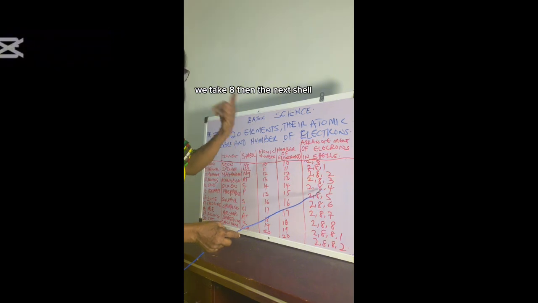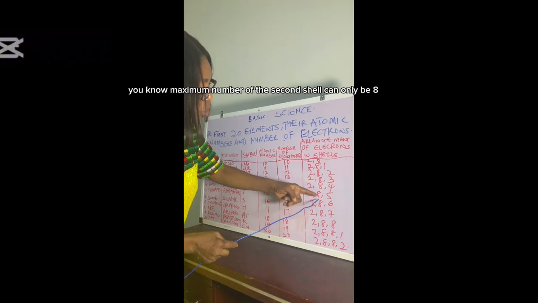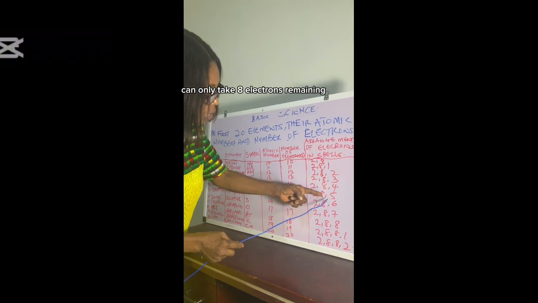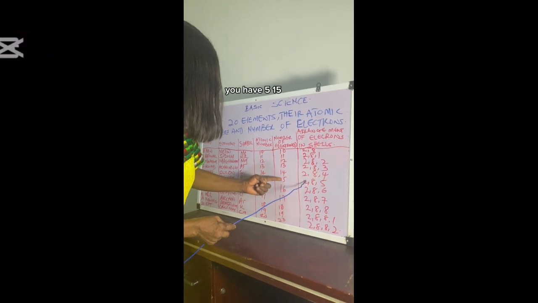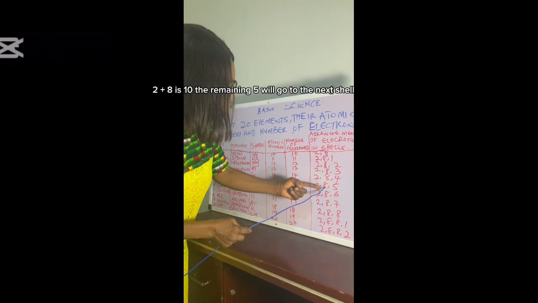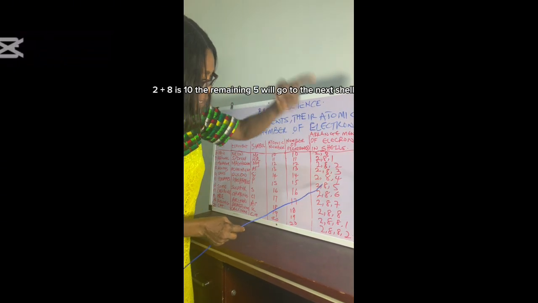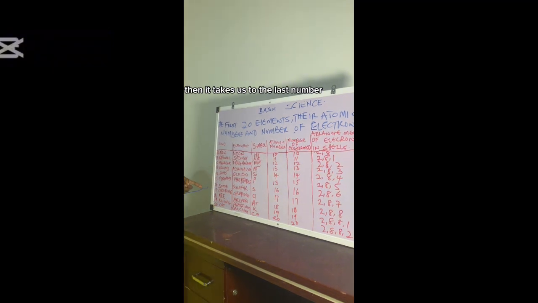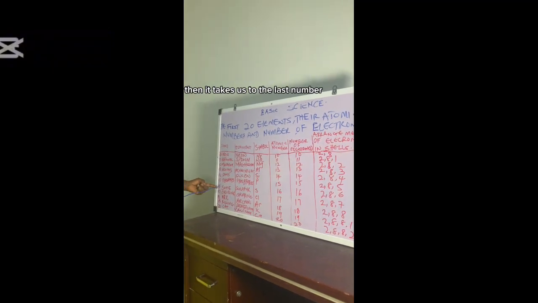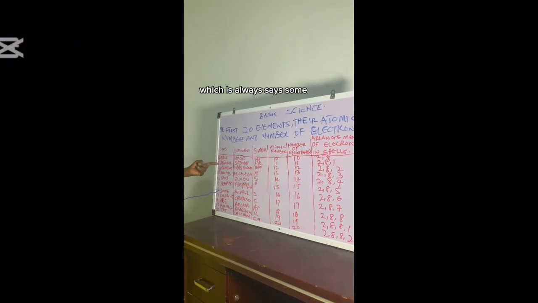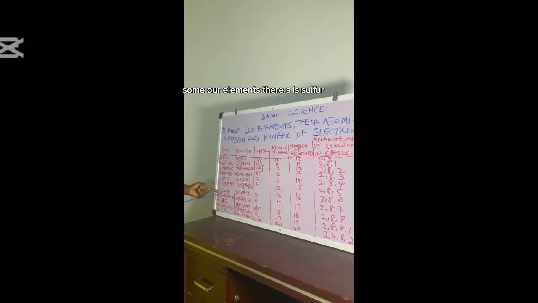Then the next shell, the second shell, can only take a maximum of 8 electrons. Remaining, you have 15; 2 plus 8 is 10. The remaining 5 will go to the next shell. Then it takes us to the next element, where the song says "sum."